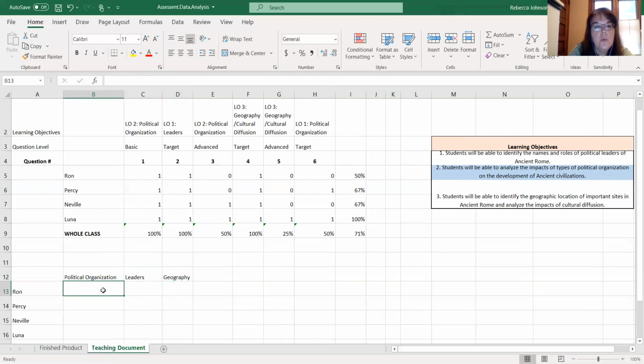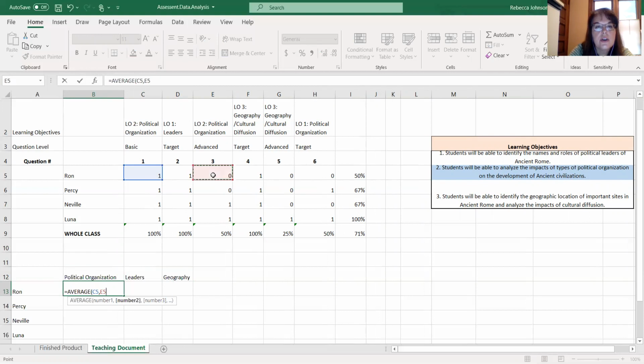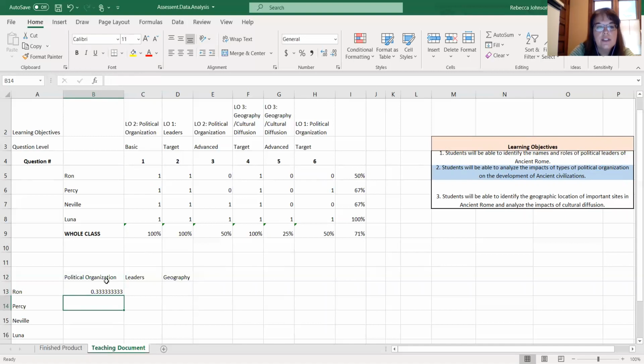so what that means is I am saying, what is the average for Ron? I'm going to average for political organization, I'm averaging C5 and E5, right? And H5, because those are all political organization, political organization, political organization. I'm going to end parentheses. So I'm averaging 1, 0, and 0, right? So I should have 33%, right? Because he got 1/3 of those.